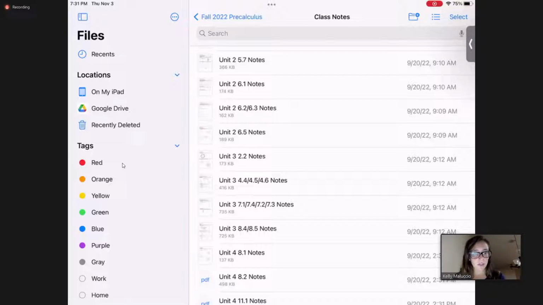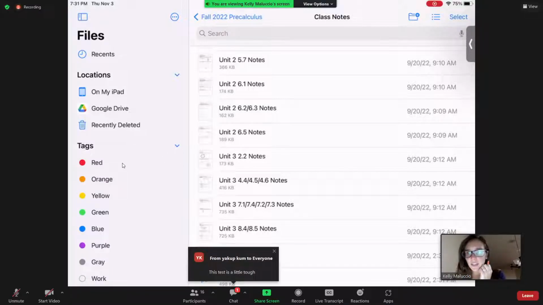Let's see. There's law of sines and law of cosines. There's also, what was this? Not exponential. So there's some application problems that we've done, but that mostly involved law of sines and law of cosines. It's a little tough. Okay, there's the dot product, the vector stuff.